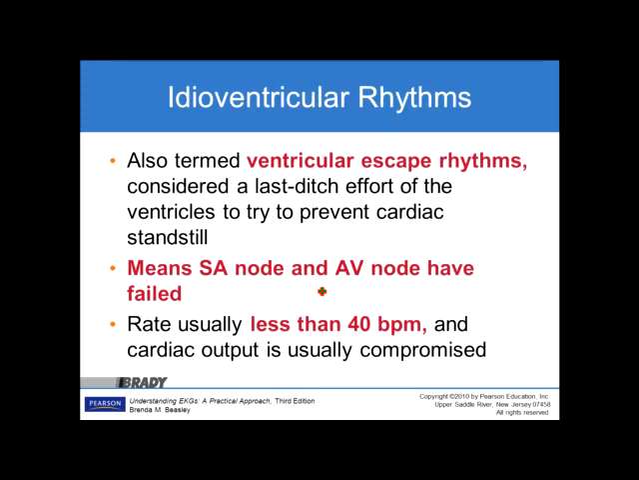Idioventricular rhythms, also termed ventricular escape rhythms, are considered a last-ditch effort of the ventricles to try to prevent cardiac standstill. It means the SA node and the AV node have failed, and the rate usually is less than 40 beats per minute, and cardiac output is usually compromised with this. There's no atrial kick. You've lost 30% of your cardiac output. You only have passive filling occurring in the ventricles, and then the ventricles are off their sheet of music and kind of doing their own thing.